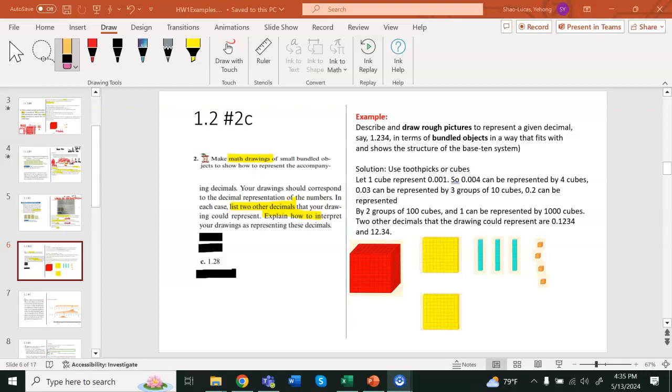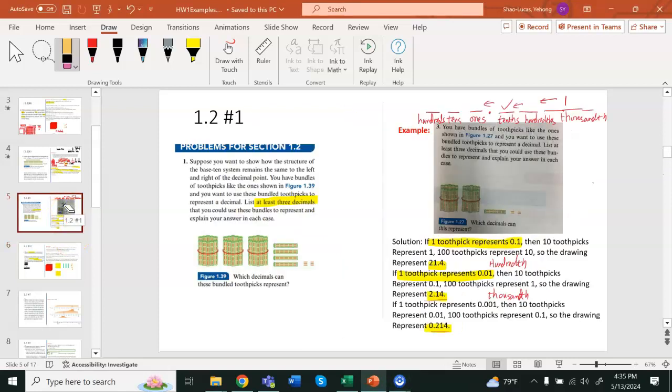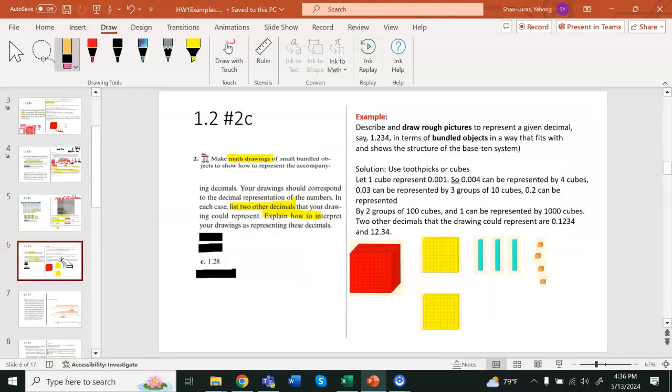Section 1.2, number 2C. Now, in the previous example, for question number 1, we were given the drawings or the bundled objects, and we were supposed to give the numbers represented by the drawing. But the second question is the other way. We are given a decimal number, and we're supposed to use bundled objects to represent the number. So we need to know both ways.